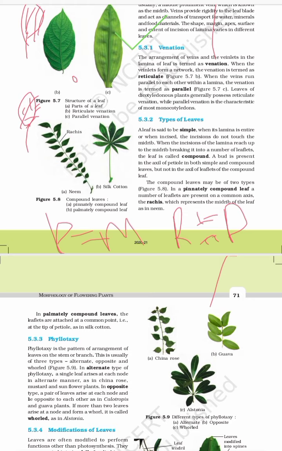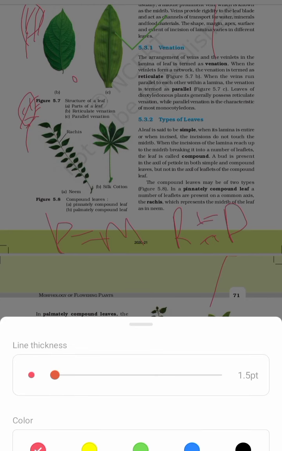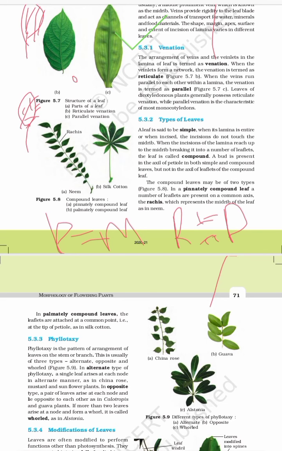Next is types of leaves. As we have told, there are two types of leaves, simple and compound leaf, right? So in a simple leaf, what is there? Let me just tell you. When a lamina is entire, or when incised, the incisions do not touch the midrib, it means it is very entire. My lamina is as usual. See, this is my lamina. If this is my lamina, then it is a simple one.